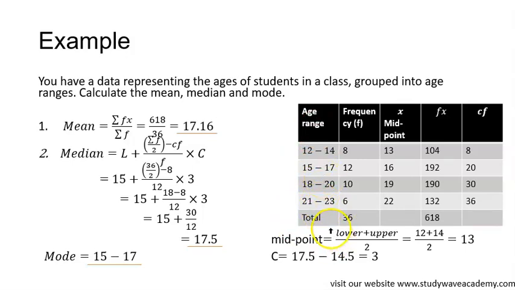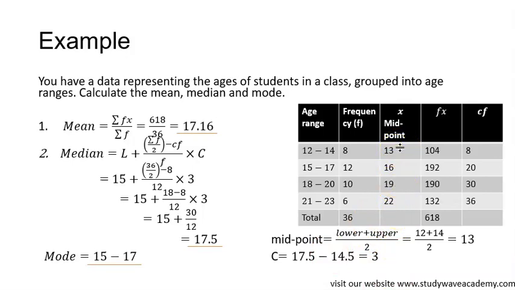When looking for the midpoint, it is the lower number plus the upper number. 12 plus 14. 12 is the lower number and 14 is the upper number. 12 plus 14 divided by 2 is going to give you 13. This is an example. Then you move to the next one. 15 plus 17 divided by 2 is 16. 18 plus 20 divided by 2 is 19. The next one, 21 plus 23 divided by 2 is 22. So I've gotten the midpoint.